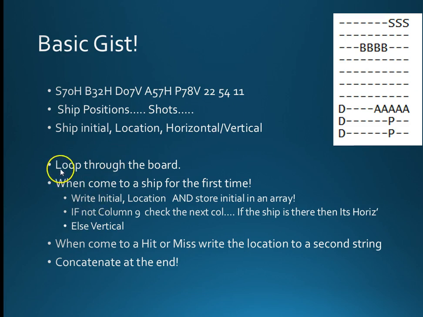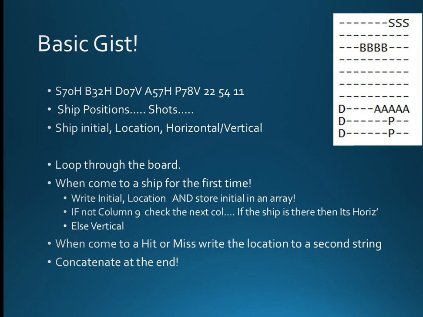So what we're going to do is loop through the board. When we come to a ship for the first time, we're going to record its initial. We're also going to record its location. Job done. We're then going to store that initial in a separate array. That way we know if it's the first time we've come to the ship, because we'll be able to check the array.